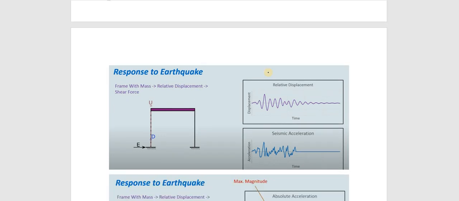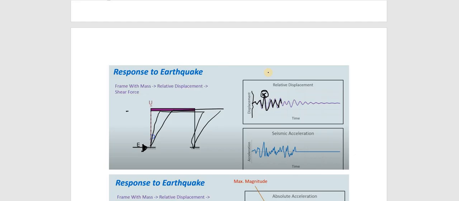Now if I have a mass like this, as you can see in the figure, and an earthquake force is applied here, what will happen to the structure? It will have a displacement. It will be displacing like this. Sometimes the displacement will be very large. So I will be plotting the displacement with respect to time. Here the maximum displacement is happening at this point.